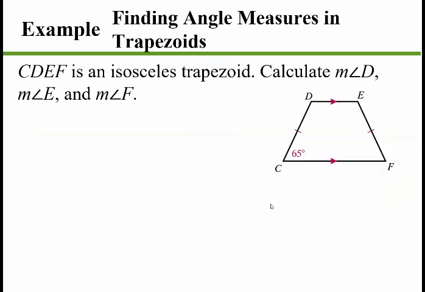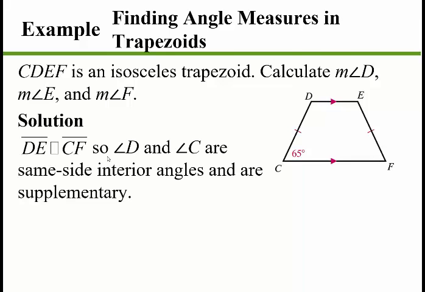All right, so let's do some examples here. Suppose that CDEF is an isosceles trapezoid, meaning this and this are parallel, and these sides are congruent. Calculate the measure of angle D, the measure of angle E, and the measure of angle F.